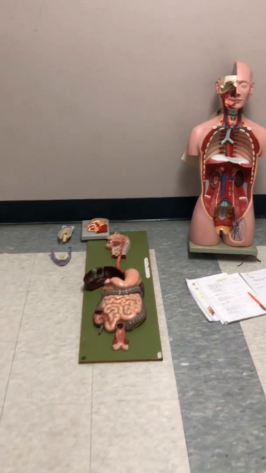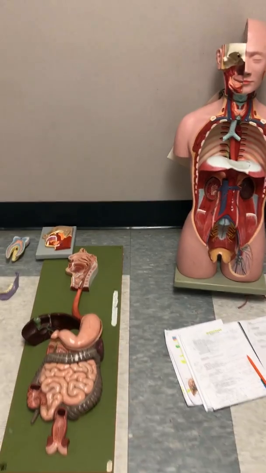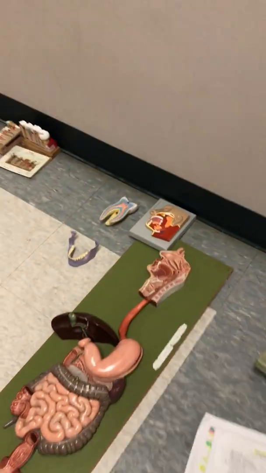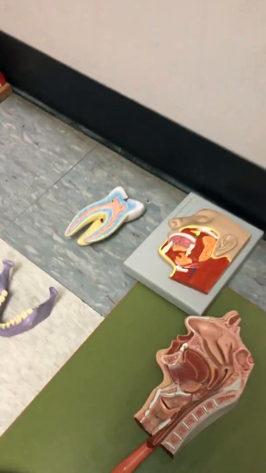Hi. Today we're going to be talking about the digestive system on anatomically correct models. Here to start you off is Allie.